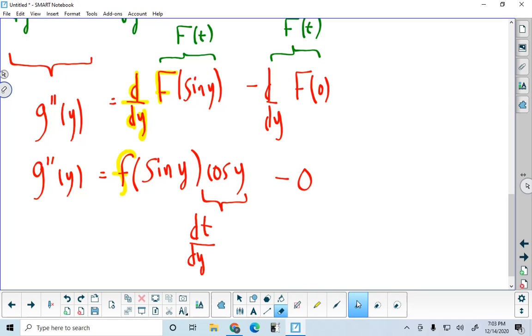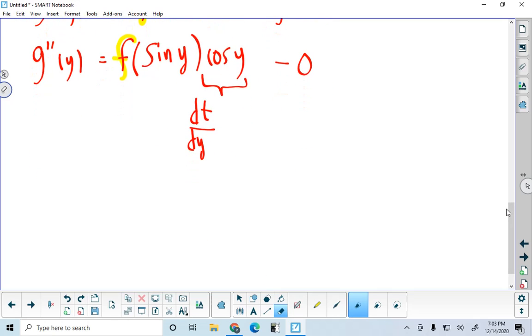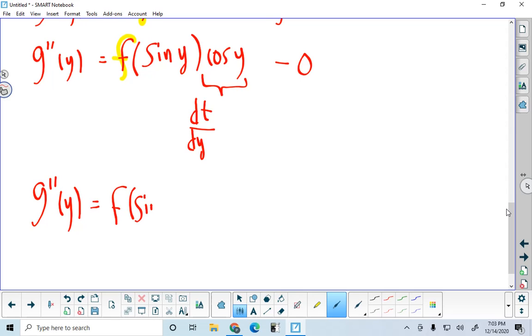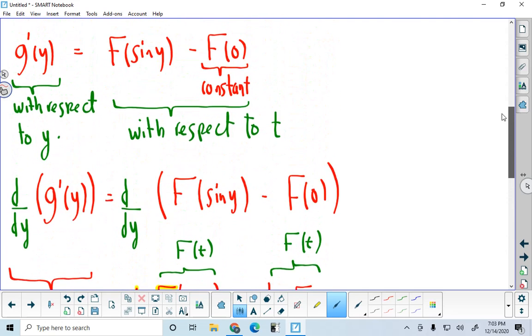So look at what we have. And that's a powerhouse of a question. We have now a statement that says g double prime of y is equal to f of sine of y multiplied by cosine of y. So now I am going to take a look at what f is, but just a second here. Don't forget, this is where I really had to stop and wrap my head around it. That f here, this f, is f of t.